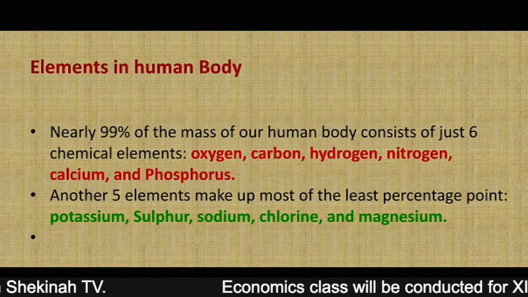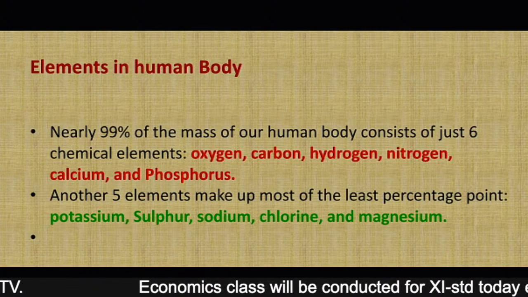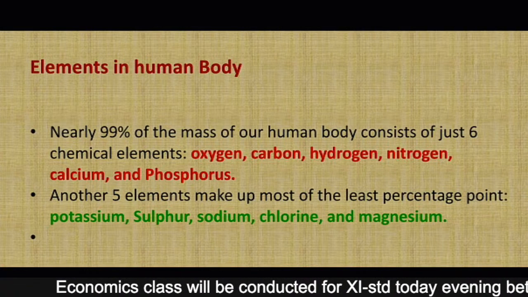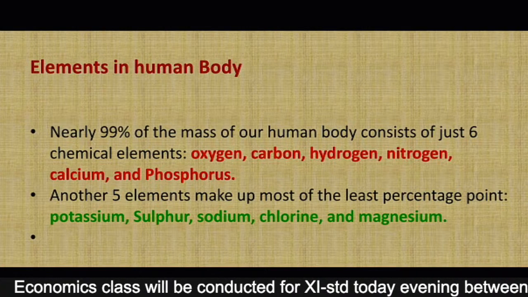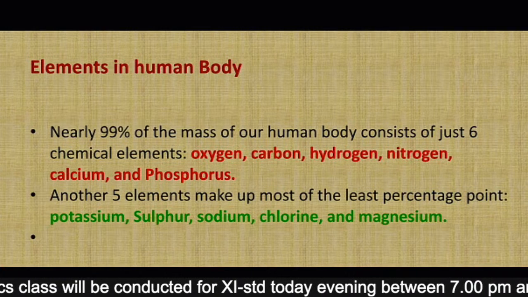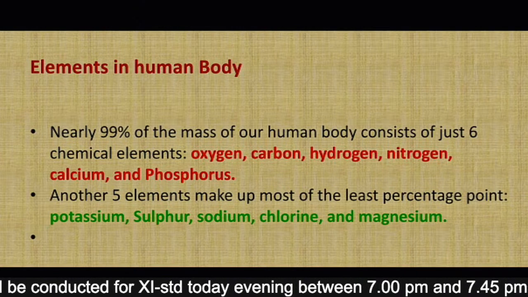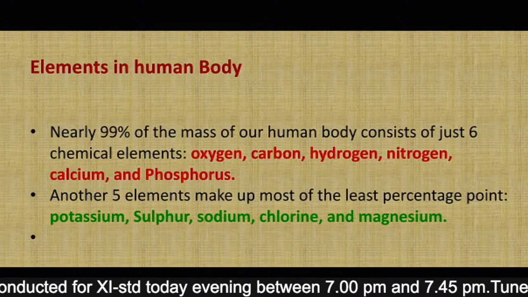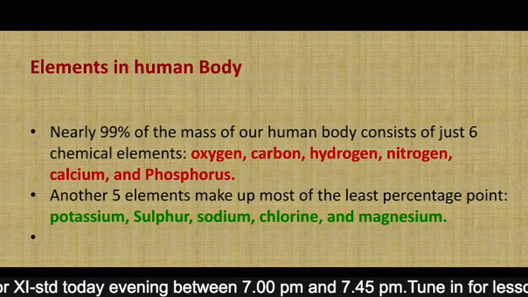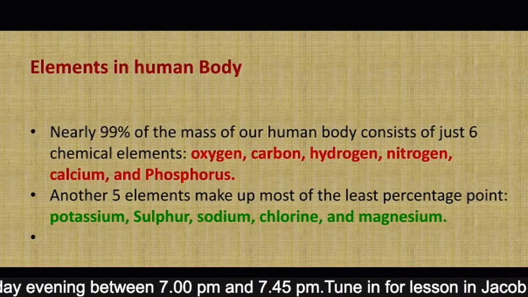Now we are going to teach elements in the human body. What are all the elements in our human body? Did you know that? Nearly 99% of the mass of our human body consists of just 6 chemical elements. That is oxygen, carbon, hydrogen, nitrogen, calcium and phosphorus.